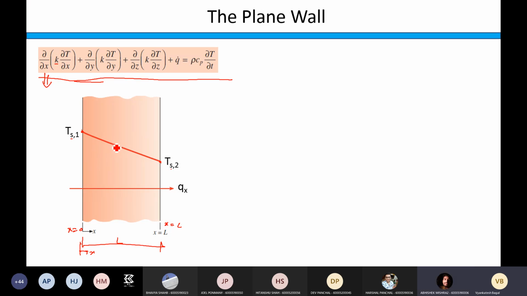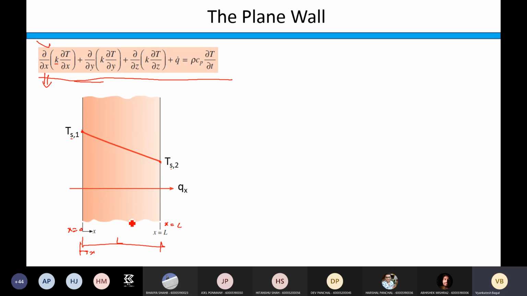Sir, as it is a plane wall, why are the terms like partial derivative with respect to y and partial derivative with respect to z present here? See, this is our starting point. We are going to simplify this. I have not talked about the simplification yet.